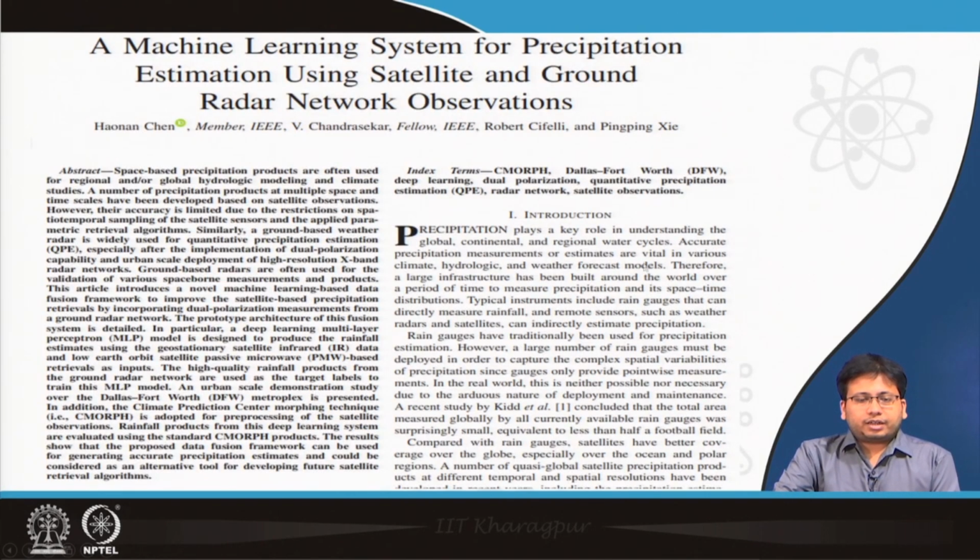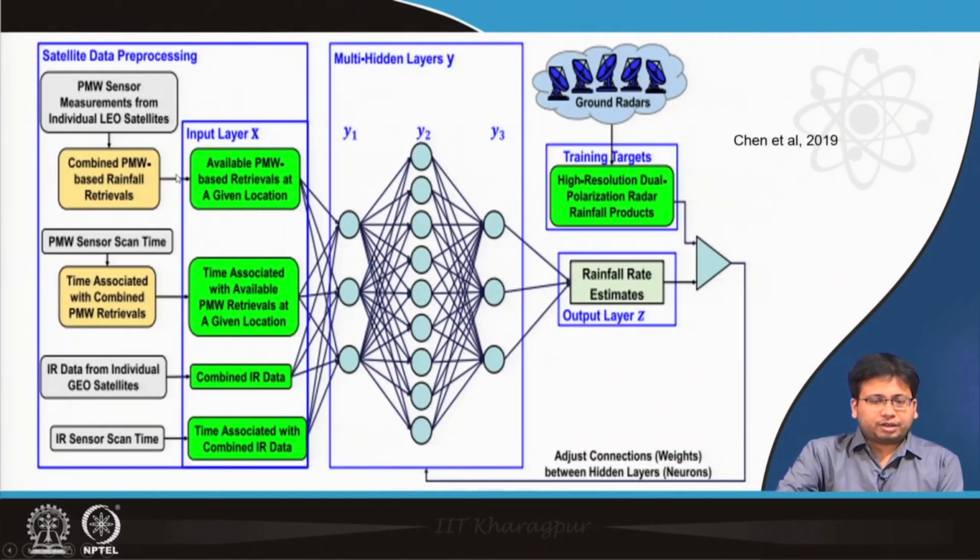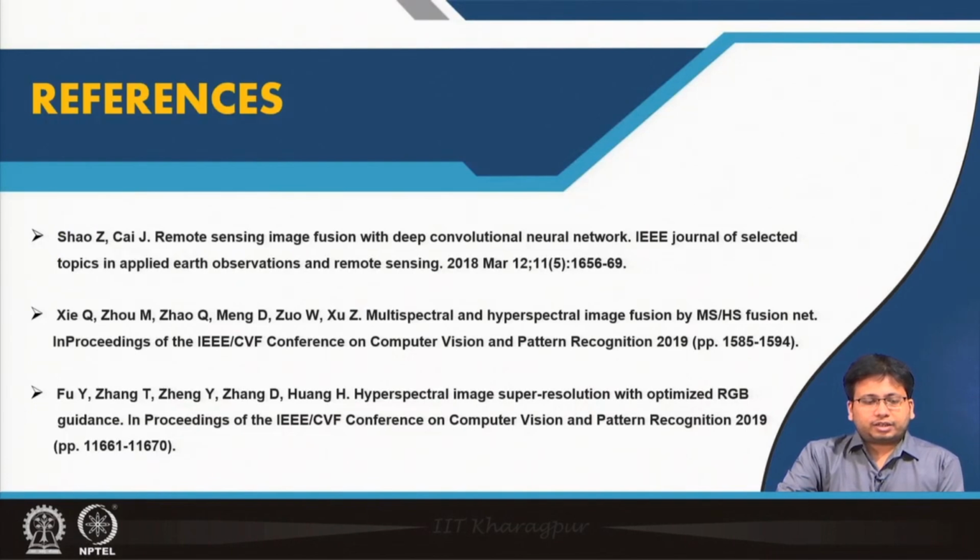Similarly, this can be extended to satellite and ground radar fusion. For that, a similar MLP-based neural network has been developed by the same research group, based at the University of Colorado at Boulder. Here, instead of ground radar and space radar, the inputs are the measurements from the satellites and the outputs are the measurements from the ground radars, and the model remains the same, the multilayer perceptron. So these are the references.